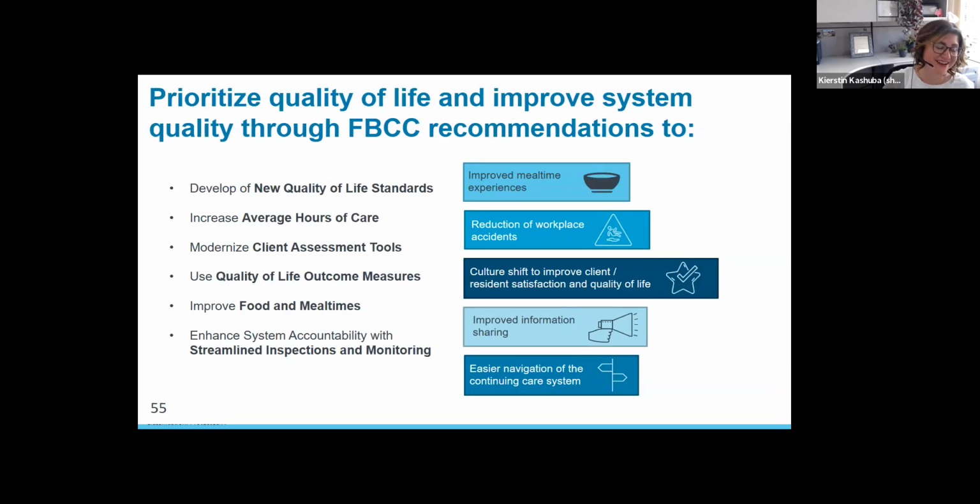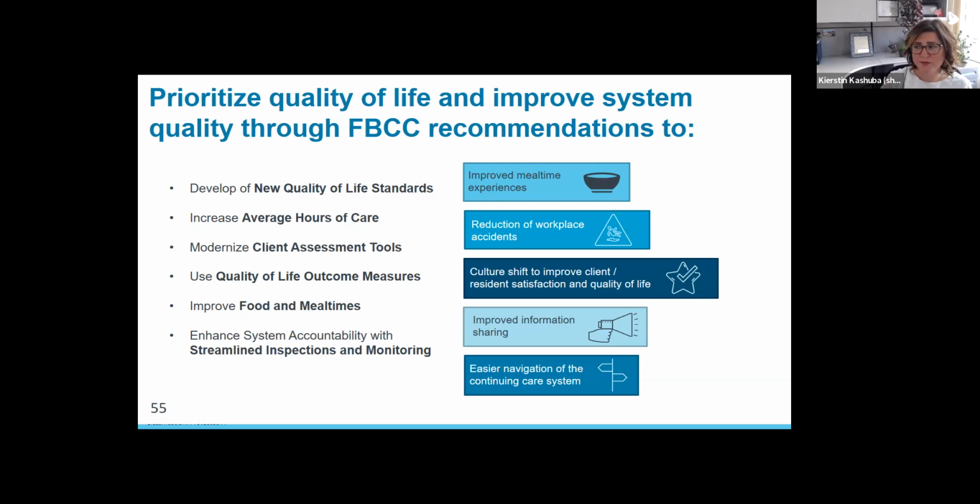Last but not least, definitely not least, third pillar is enhanced quality of life for residents. So this is at the forefront of transformation. This is to ensure that residents of continuing care homes will receive the care they need to meet their increasingly complex needs. We heard through the review that there's a definite need for quality of life standards and measurements, as well as more care hours to effectively support residents.